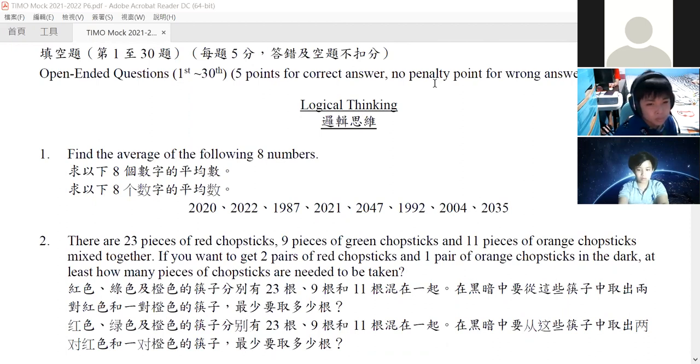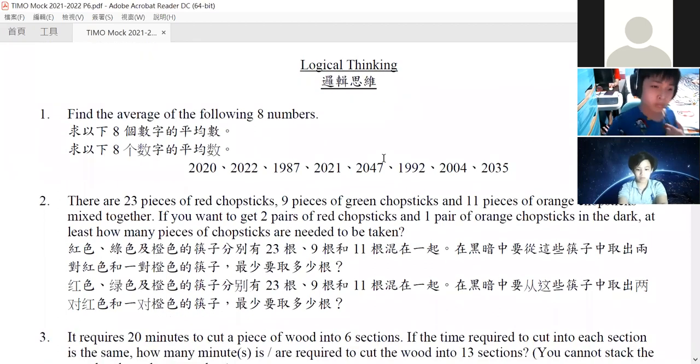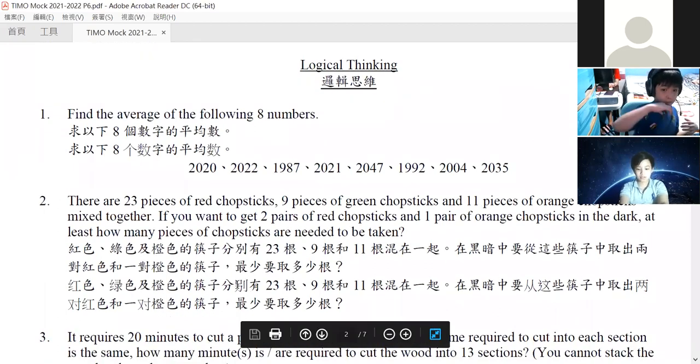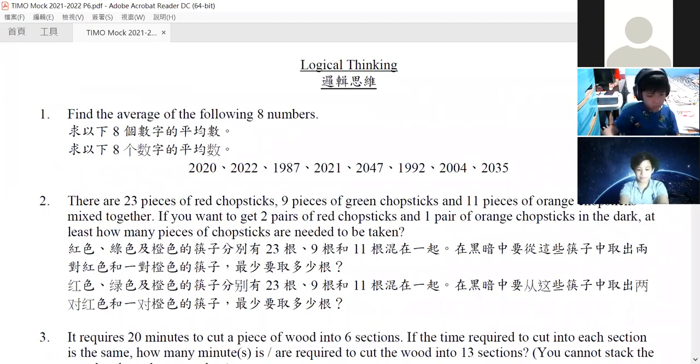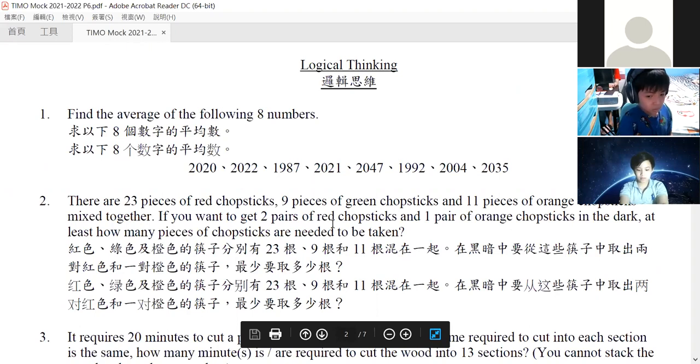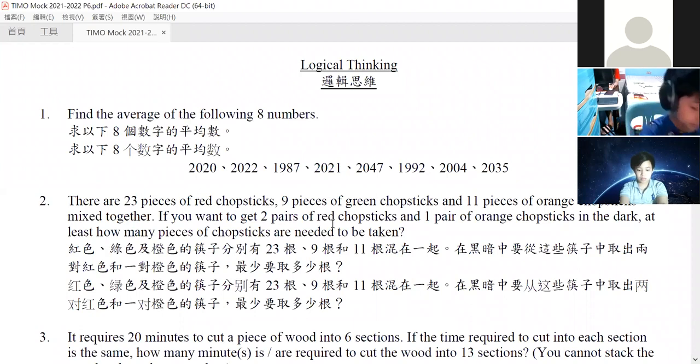Okay, so now the date of the real examination is actually announced on the web page of this competition. So you may want to look back into the homepage for further details.